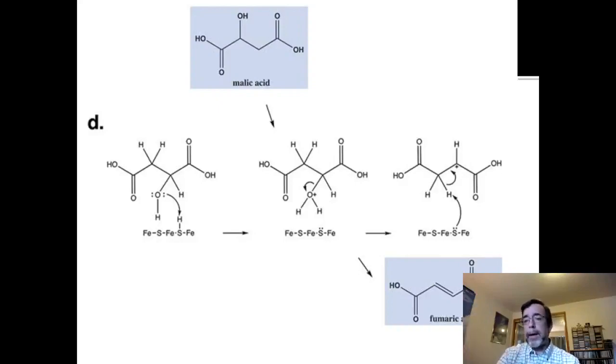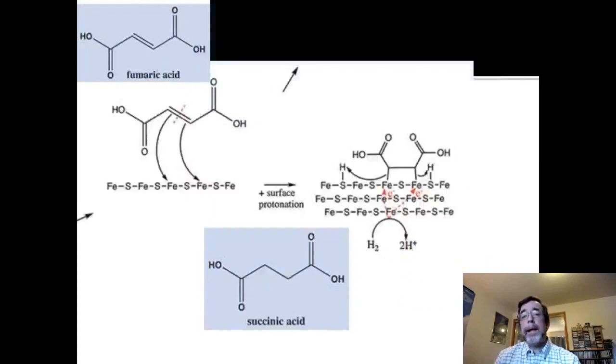It's being protonated by a thiol. I don't really care about those details. You just need to know that it's protonated, the water leaves, and it leaves behind a double bond. And then the double bond is reduced by the extra electrons and hydrogens that are coming up from the nickel that is pulling electrons off of hydrogen.